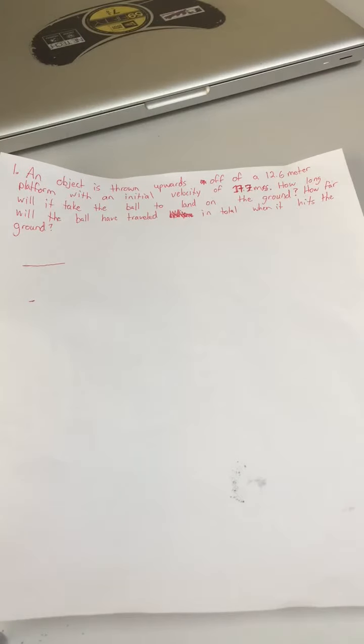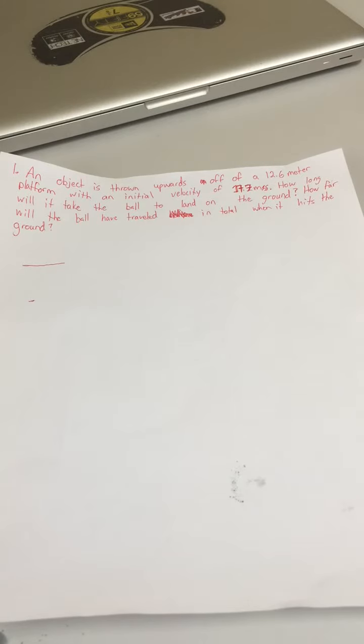So in this problem, the question states, an object is thrown off of a 12.6 meter platform with an initial velocity of 17.7 meters per second. How long will it take the ball to land on the ground? How far will the ball have traveled in total when it hits the ground?